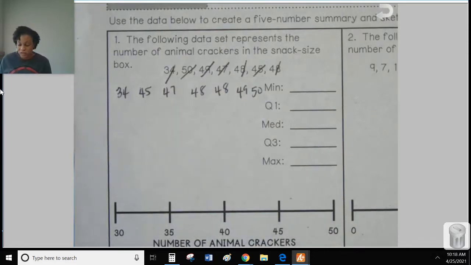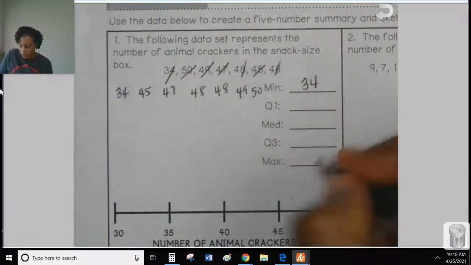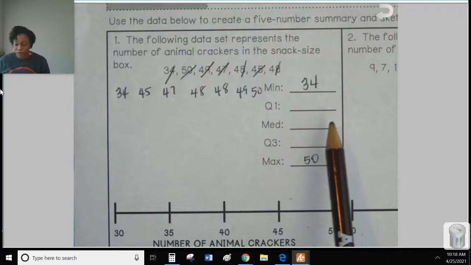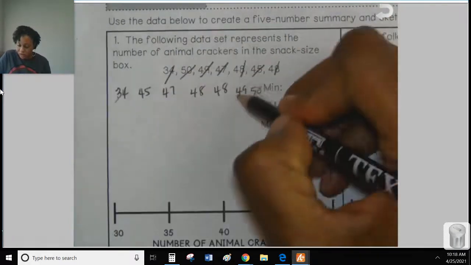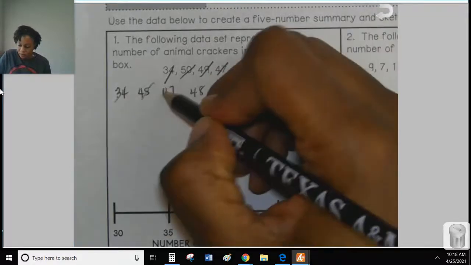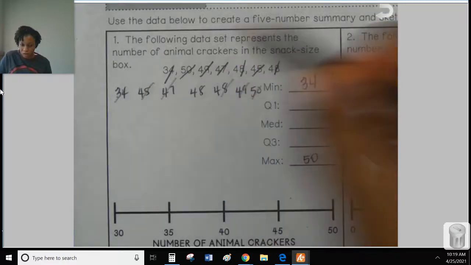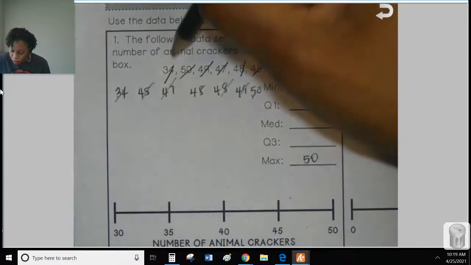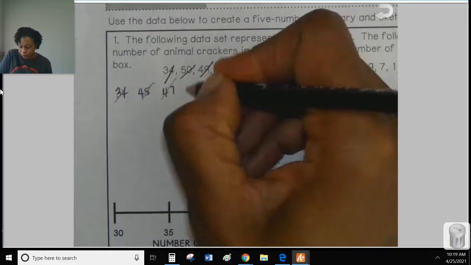So we're going to start with the easy stuff first. So our minimum is going to be 34. That's our smallest number. And our maximum is going to be 50. That is our largest number. Then the next thing you always want to get is your median. What's in the middle? So I'm just going to lightly cross these out. And so I'm left with something in the middle. So in the middle, I am left with 48.